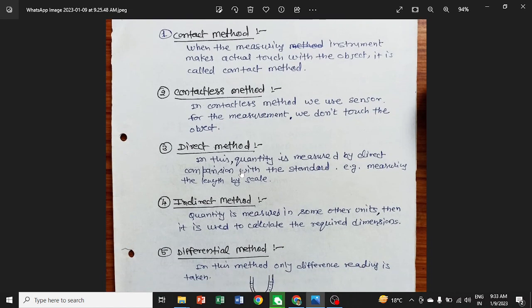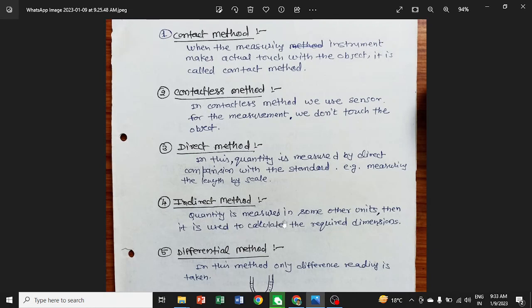Third one is direct method. In this, quantity is measured by a direct comparison with the standard, like measuring the length by scale. Again, in many quantities you don't require any calculation, on the direct scale you can see the reading. Suppose you are measuring any object using a scale, so you get direct reading. No need to calculate further by any formula, no need to put the value in any kind of formula. So such type of method is called direct method.